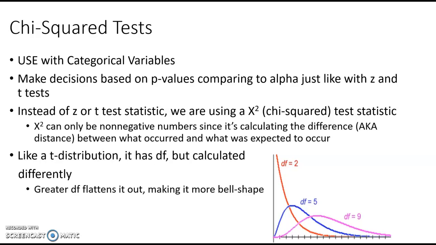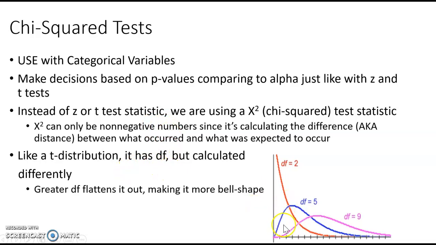So in general, we're using categorical variables. The good thing is we make our decisions based off p-values just like we did before, comparing it to an alpha, just like we did with z and t tests. And instead of a z or t, though, we're using a chi-squared test statistic. That's why it's called chi-squared, because it's a chi-squared test statistic that we're actually using to calculate our p-value. And our calculator will give us that.